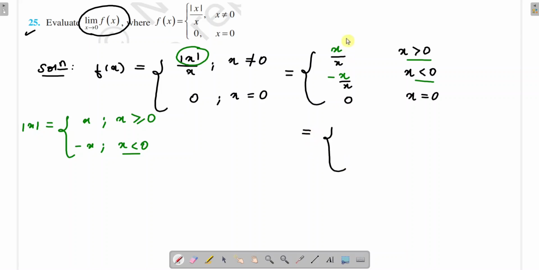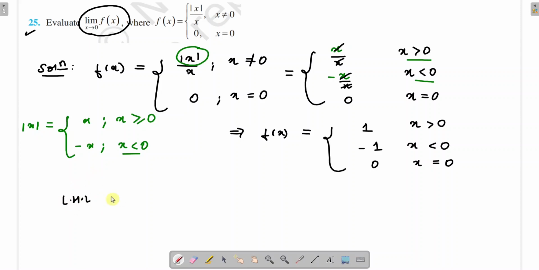So this will be equal to, now x and x will get cancelled, you will get 1 when x is greater than 0. X and x will get cancelled, you will get minus 1 when x is less than 0, and 0 when x is equal to 0. This is f(x). Okay, now you can see you have not 2 but now 3 definitions: for x greater than 0, when x is less than 0, and when x is equal to 0. So 0 is the breaking point of this function. So we have to find the left hand limit and the right hand limit.